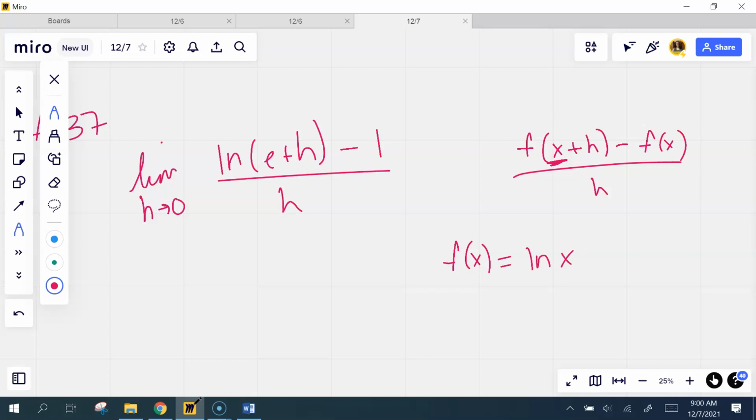Would you agree with that? Wait, hold on. If f of x is the natural log of x... Wait, hold on. Why? I thought it would be the natural log of e plus the natural log. Well, they've already plugged something in here, and I know that because I've got a specific value here, and here I've got something plus h. Because I've got something plus h, if this is my function, I'm thinking that they plugged e in. So I'm thinking that this is the derivative at e.